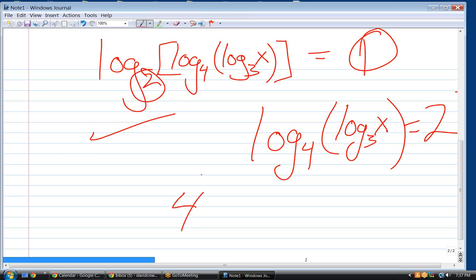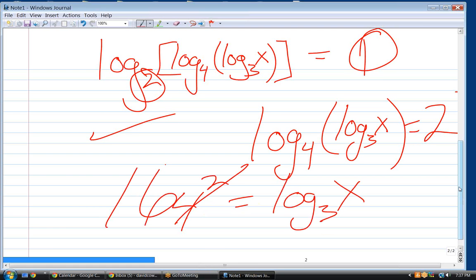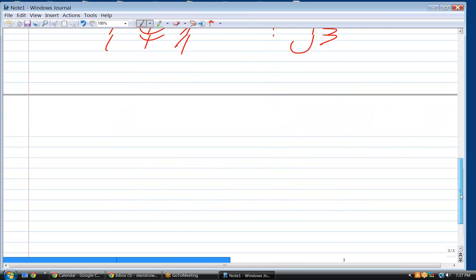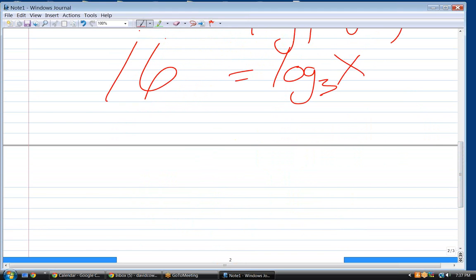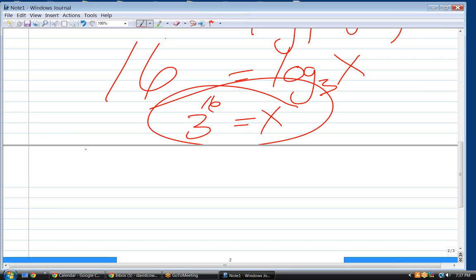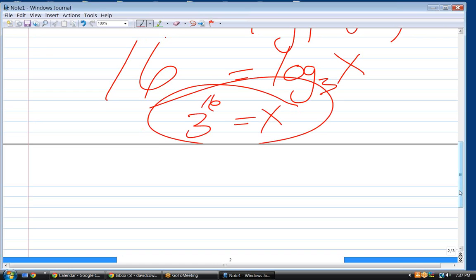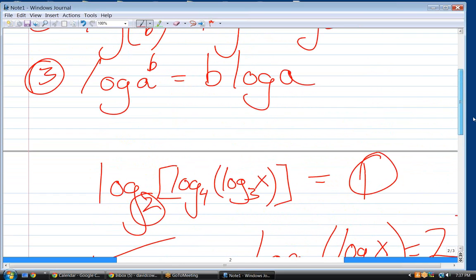Start with the number on the far left, raise it to the number on the far right, and it's equal to the argument. So 4 squared equals log base 3 of x. Okay, 4 squared is 16. And one more time, if 16 is equal to log base 3 of x, so 3 to the 16th equals x, and that's your answer. Okay.